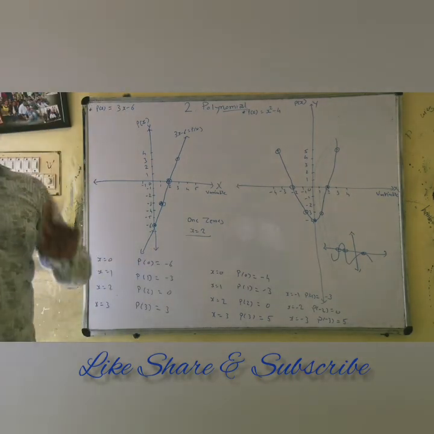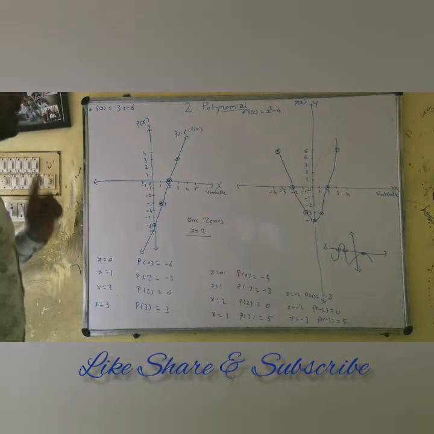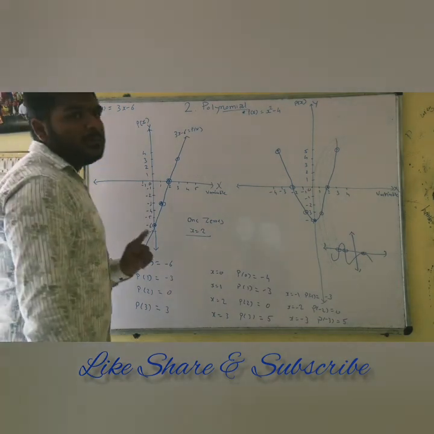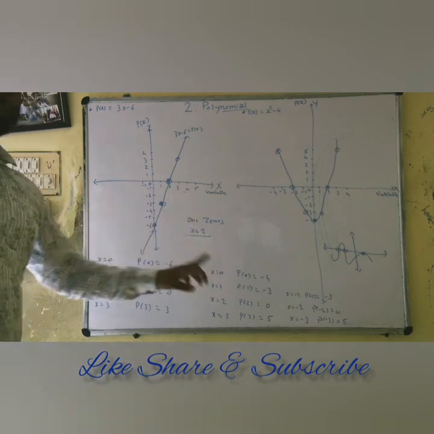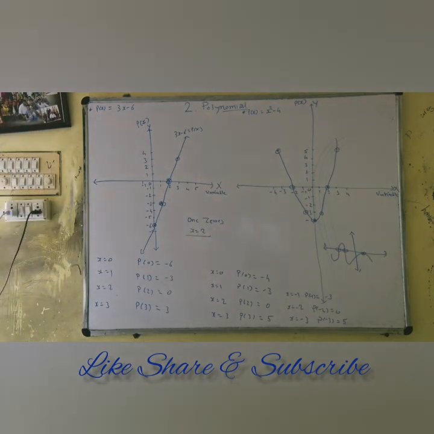Understood everyone? Now you need to solve the whole of exercise 2.1 by yourself. There are some questions on graphs. By seeing the graph you need to say how many zeros there are. Clear everyone?